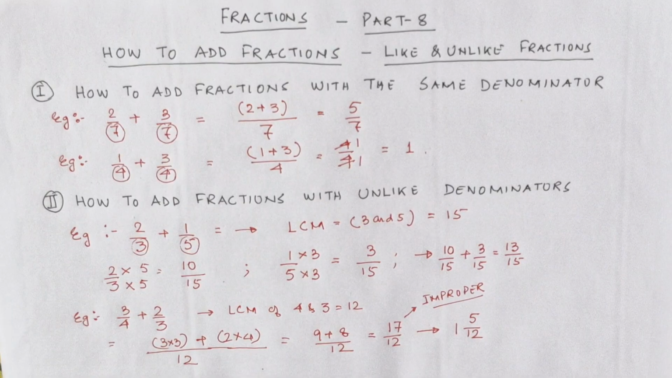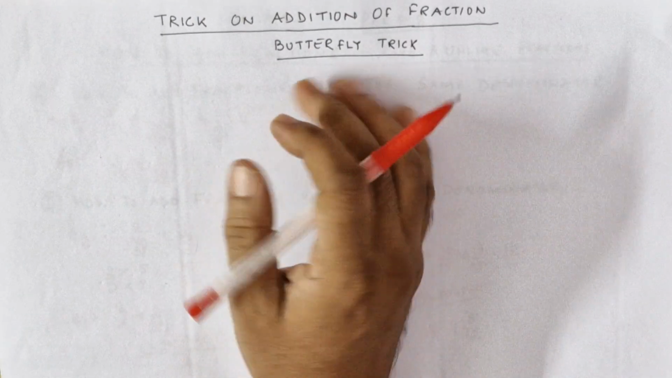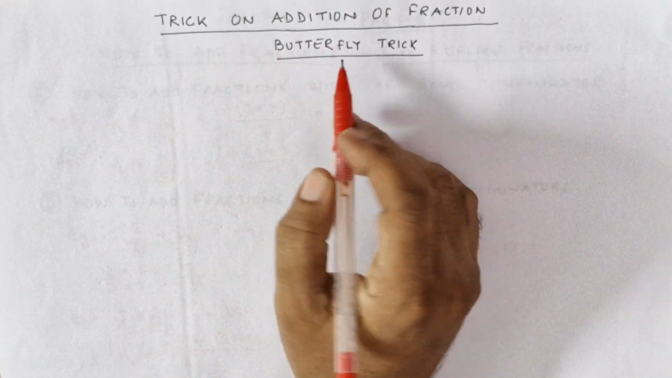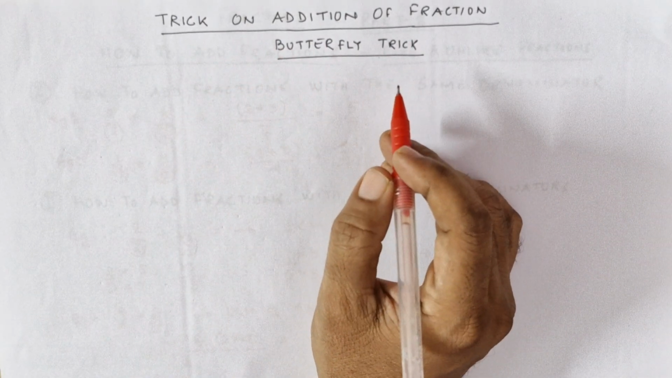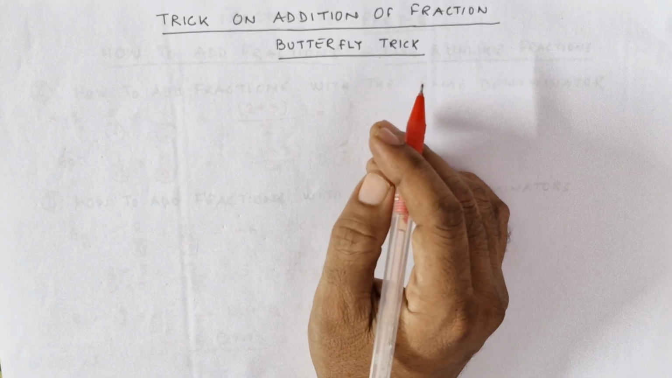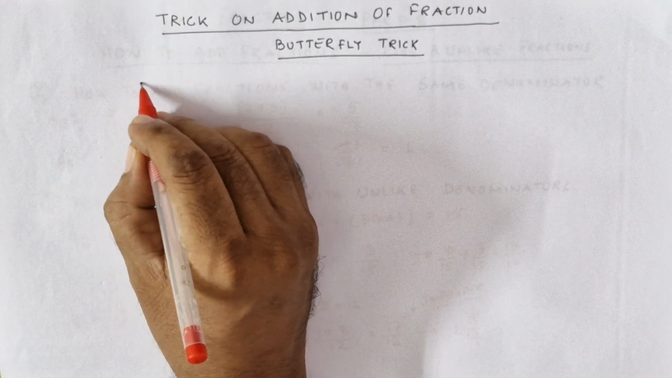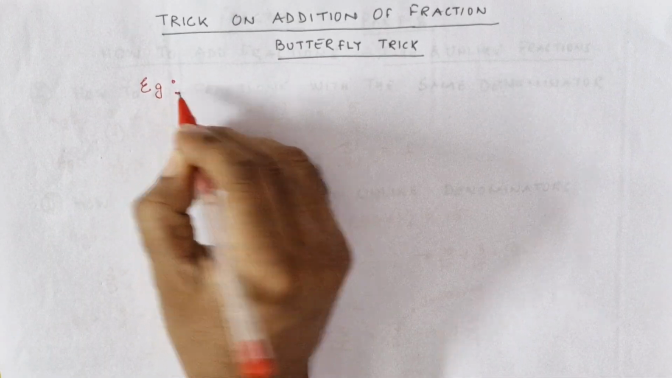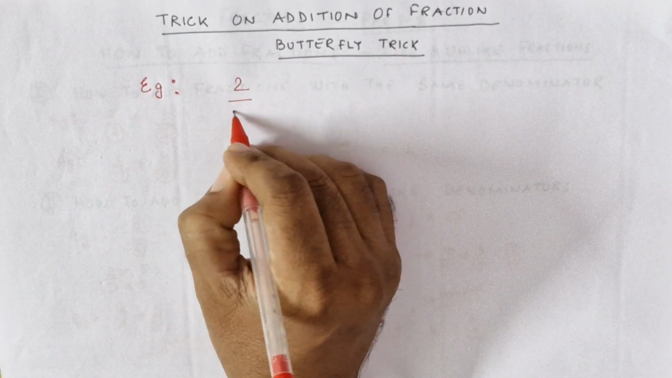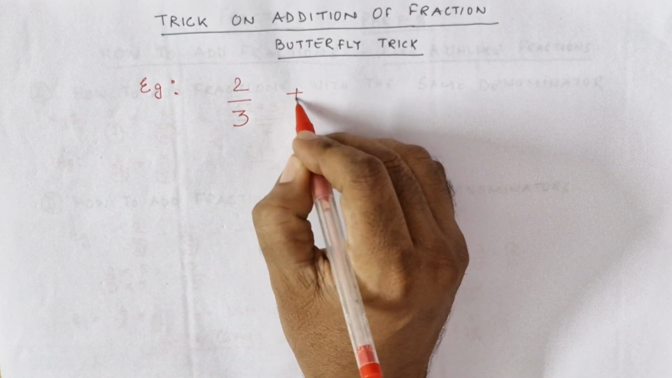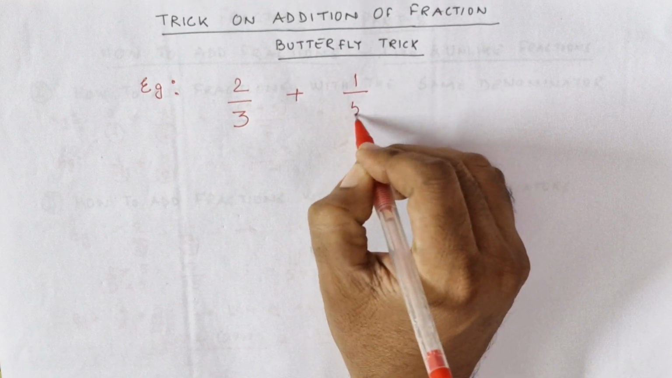Now let's come to a trick which will reduce the steps further. This is known as a trick on addition of fractions. This is known as the butterfly trick. So let's take one example and let's see what the butterfly trick means. We'll take one example, that is 2 by 3 plus 1 by 5.